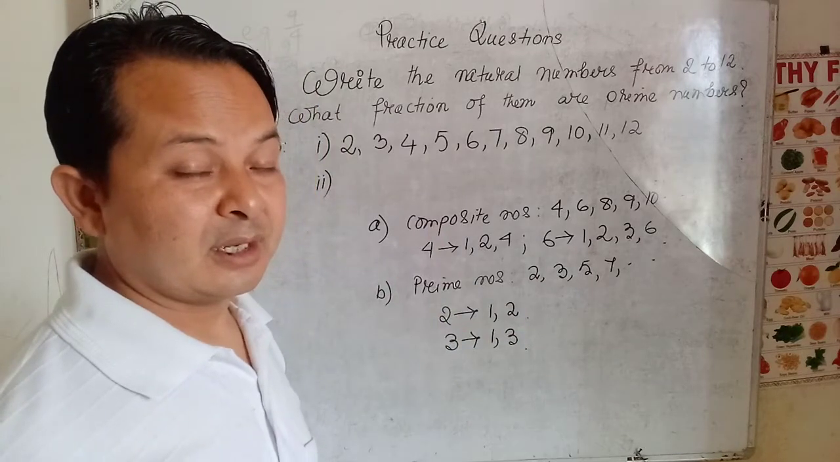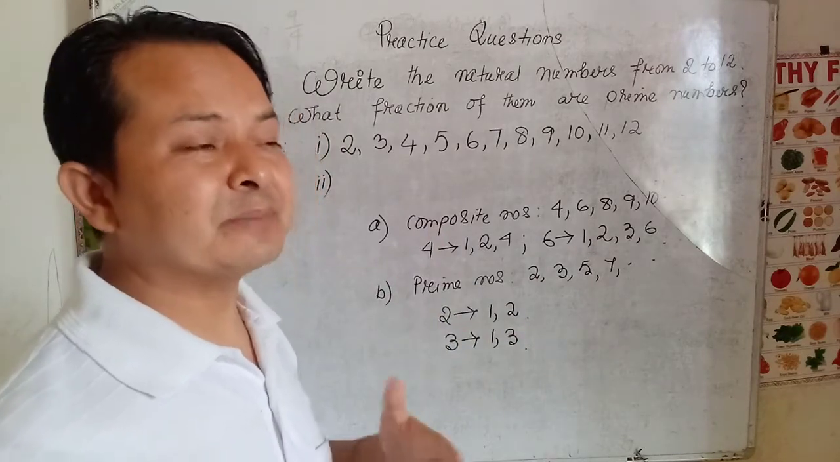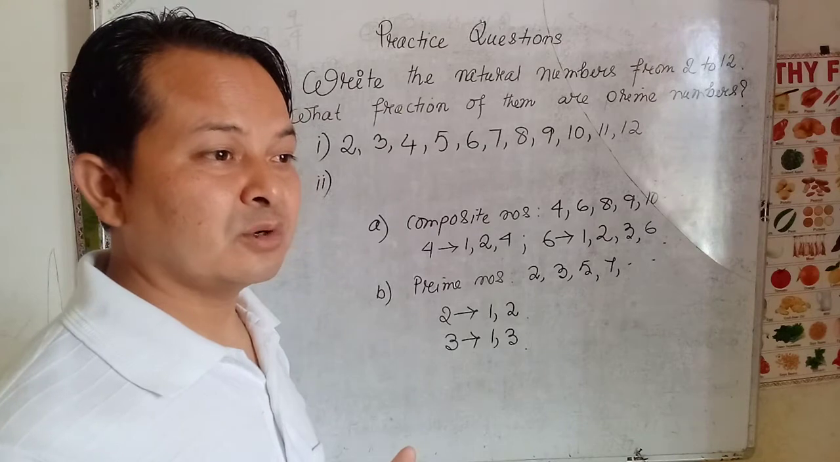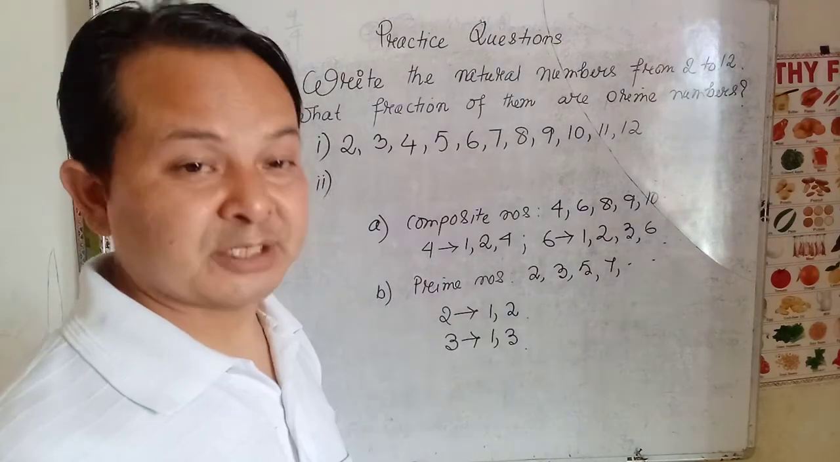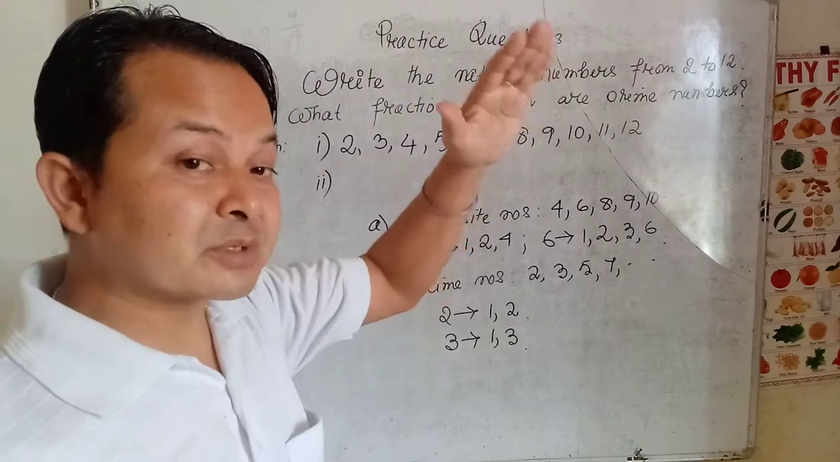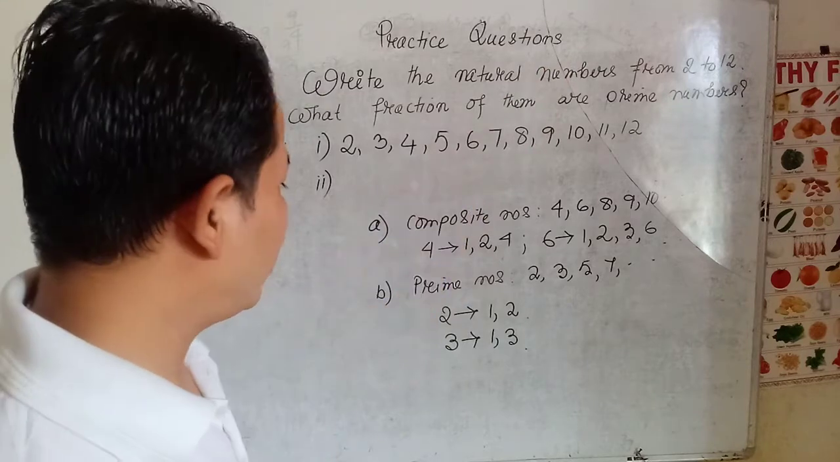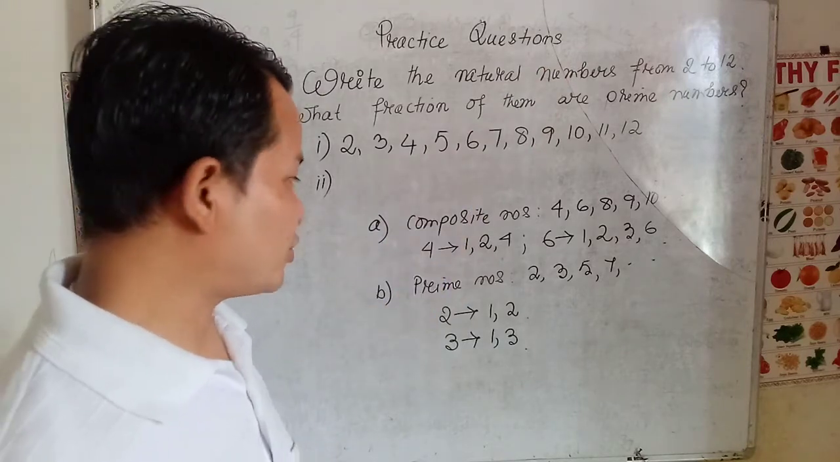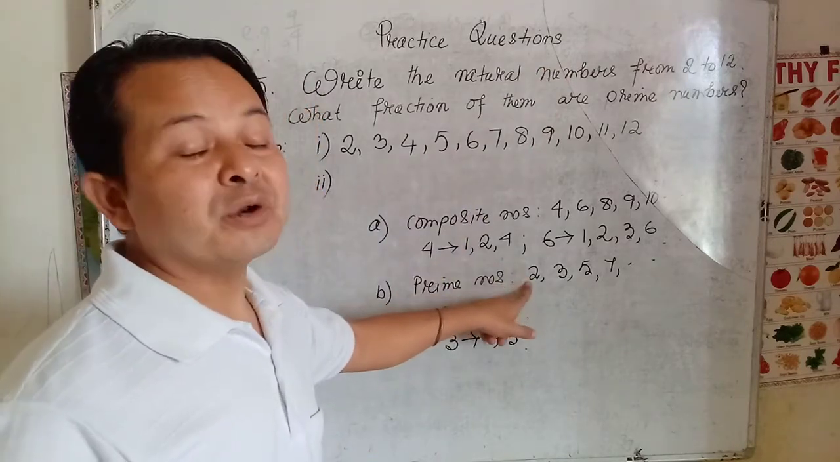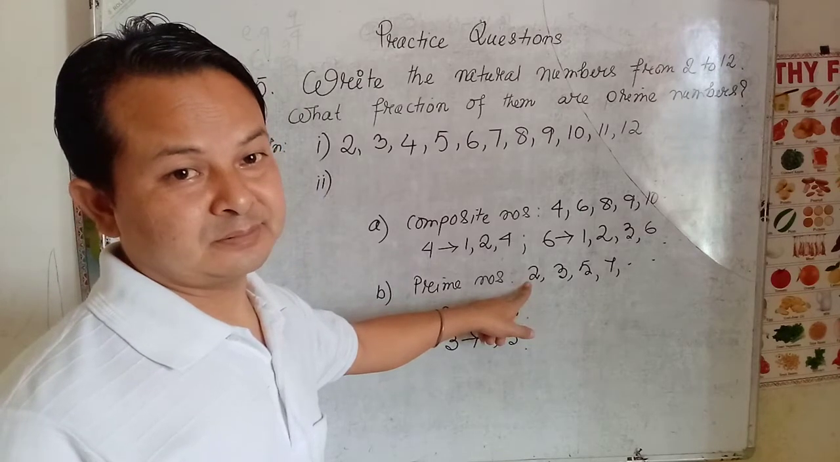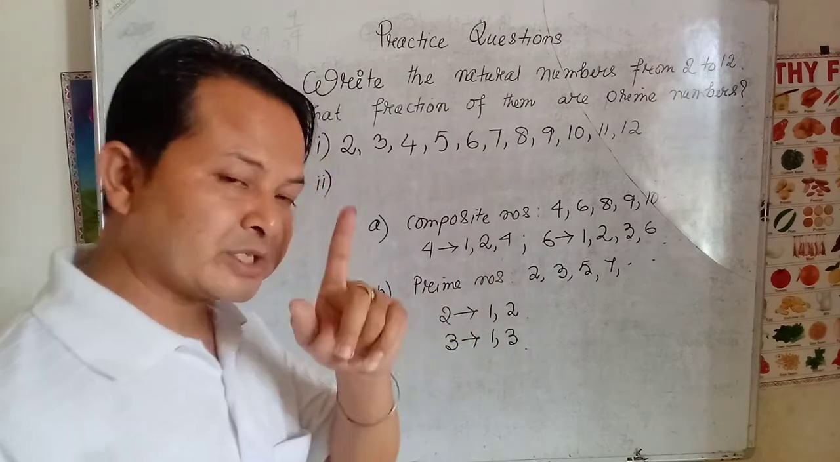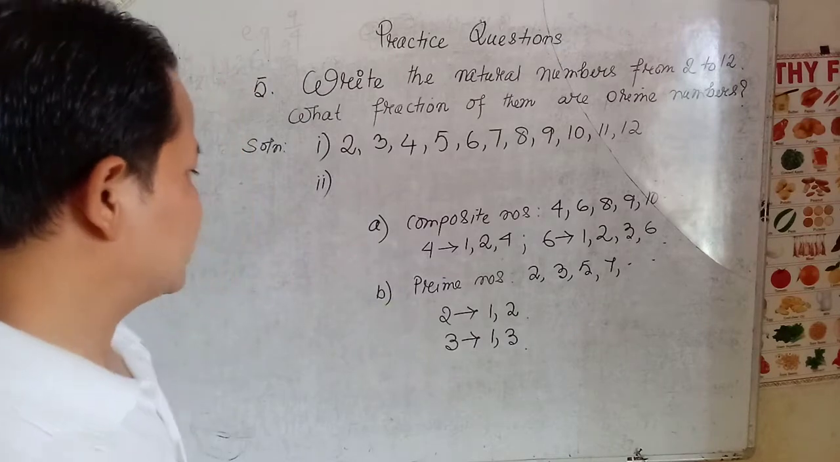Okay? By definition, even numbers are those numbers which are divisible by 2. Isn't it? Those numbers divisible by 2 are called even numbers. That's why 2 is the only even prime number. Okay, don't forget it. 2 is the only even prime number.